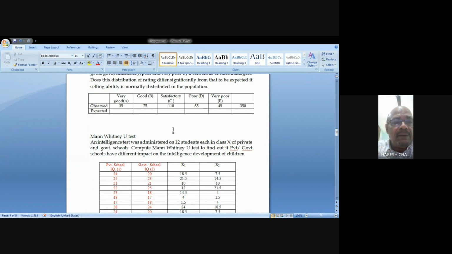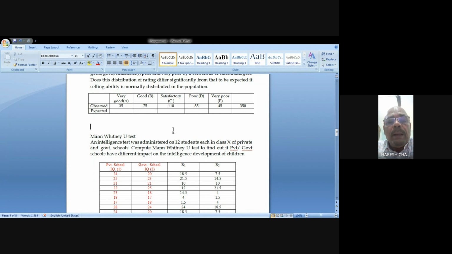T-test is parametric and U-test is non-parametric. But both of those tests have a similar purpose: to compare two groups. Let me give you a hypothetical example. Supposing someone said that boys are less emotionally intelligent than girls. Supposing someone says a thing like this, girls are more emotionally intelligent than boys.